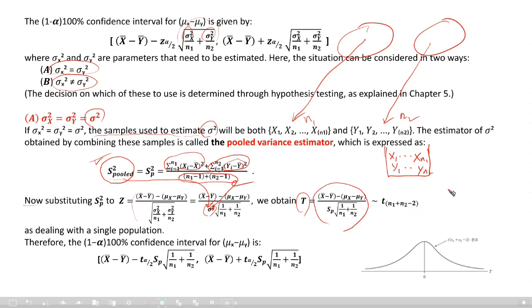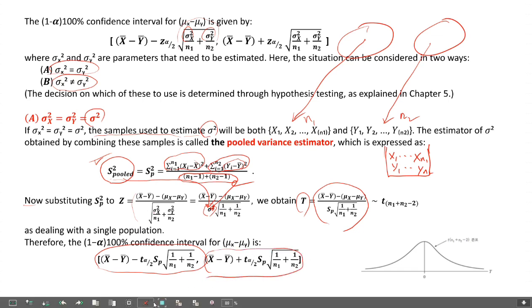Understand that? As in dealing with a single population. Therefore, the 1 minus alpha 100% confidence interval for mu x minus mu y is the same thing, with this lower limit and upper limit. And we have to use the T distribution with degrees of freedom n1 plus n2 minus 2. Okay? I hope you understand this part easily.